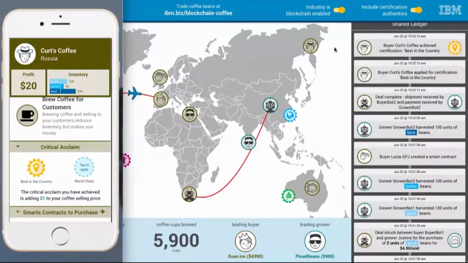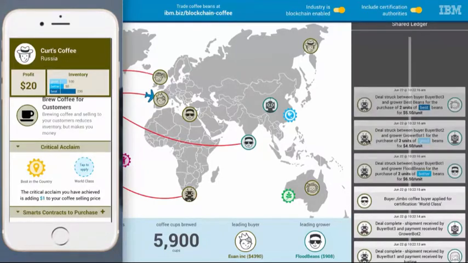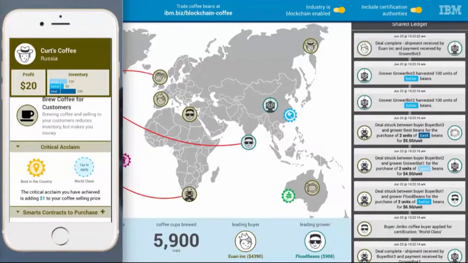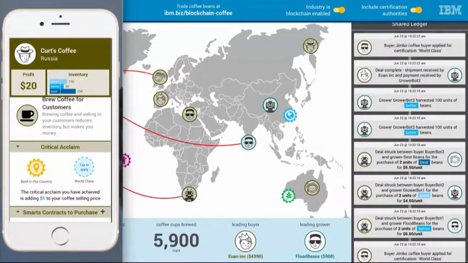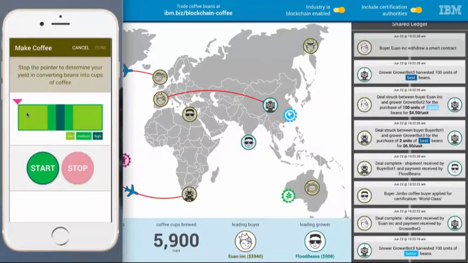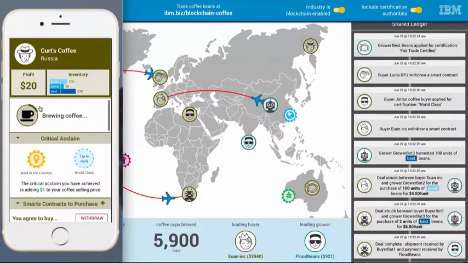I get my seal of approval, and there on the ledger is the record of the fact that I have now got the best coffee in the country as per this particular certification authority. And so I can, with confidence now, sell this to my customers and talk about the great quality coffee that I've got. Now, I've got a lot of inventory, so while I'm here, I just want to brew a little bit more coffee because I can see that my profit is down. I don't want to be too low here.